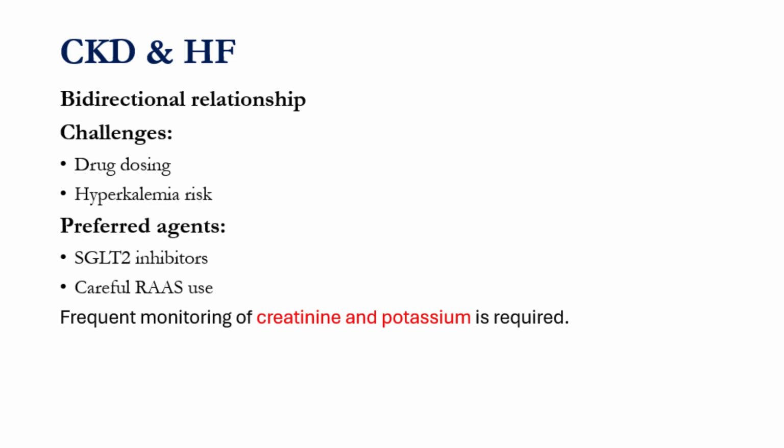Chronic kidney disease and heart failure frequently coexist in a bidirectional relationship known as cardiorenal syndrome. Management is challenging because many therapies affect renal function and potassium balance. SGLT2 inhibitors and cautious RAS inhibition remain important strategies, but careful monitoring is essential.